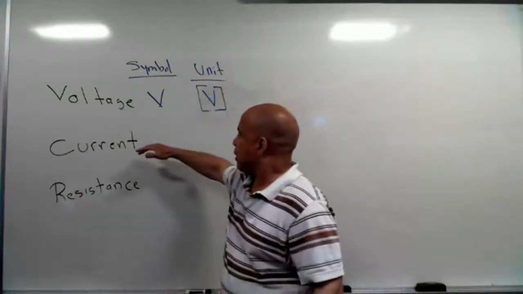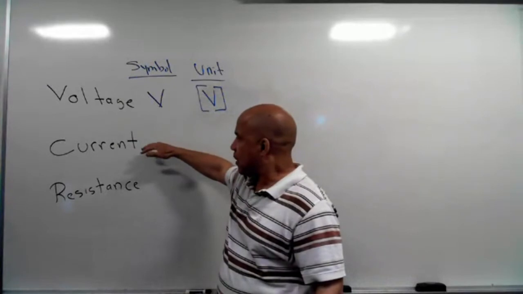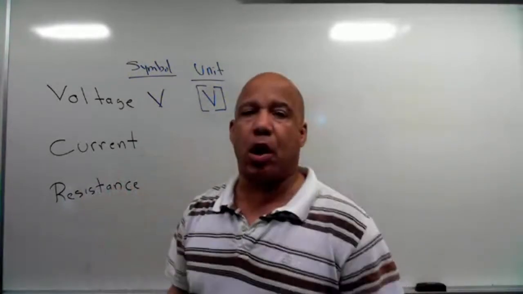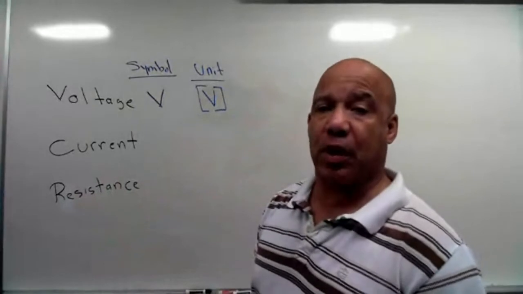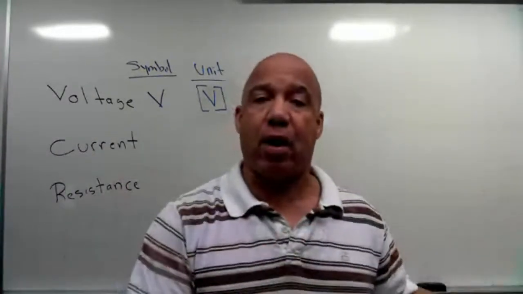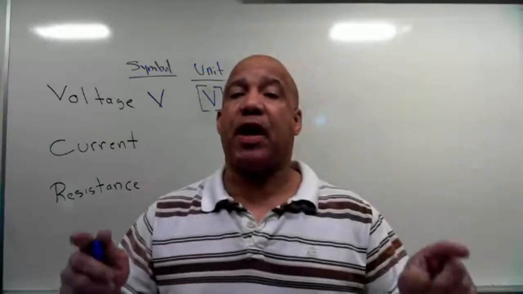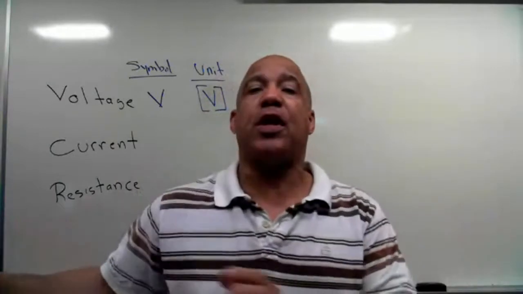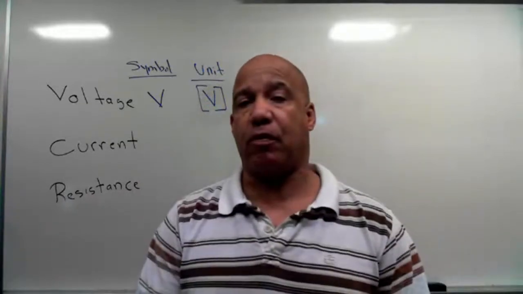So, specifically speaking, current is the flow of electrons, or you can just say in general, current is the flow of charge. And you want to make sure you understand it takes a voltage to make a current. The cause of a current is a voltage. Voltage provides the pressure or force to make the electrons move.